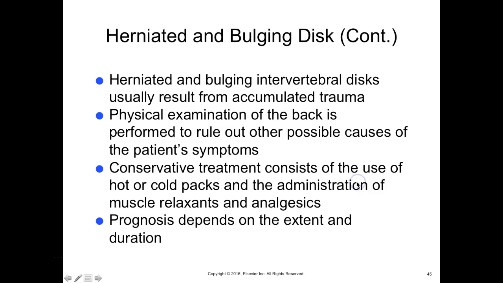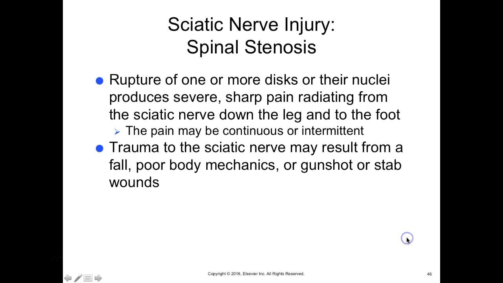Same picture. Herniated and bulging intervertebral discs usually result from accumulated trauma, usually from overuse or lifting incorrectly. Physical examination of the back is performed to rule out other possible causes of the symptoms, and conservative treatment consists of use of hot or cold packs and the administration of muscle relaxants and analgesics. The prognosis basically depends on the extent and duration of the herniation.